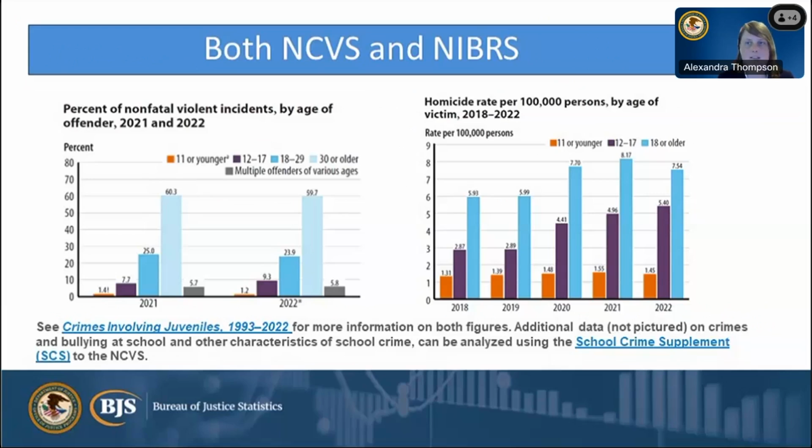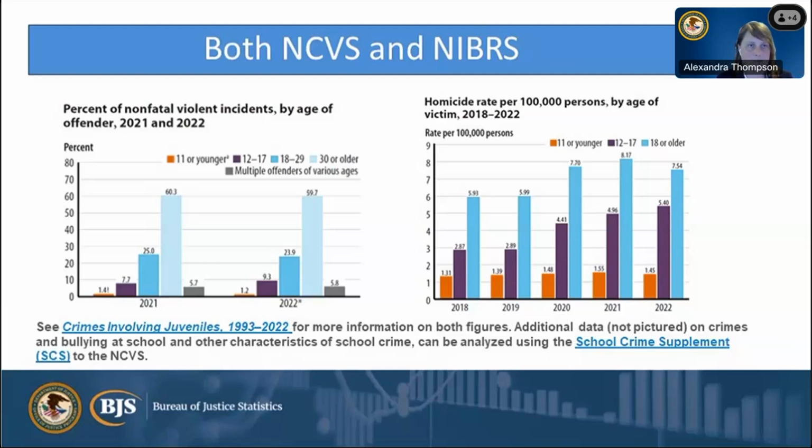With all the caveats that we talked about earlier in terms of reporting to police and crime types covered, both data collections cover some aspect of youth and criminal incidents. We actually released a joint report earlier this year called Crimes Involving Juveniles on the BJS website, and that's where both of these figures come from. They cover data from both collections, NCVS and NIBRS, and there's about 6 different figures related to victimization, arrestee, and homicide data by age. So definitely check that out on BJS's website.